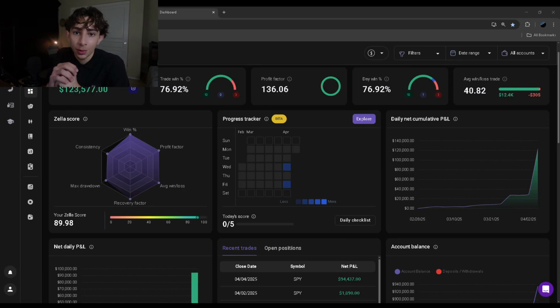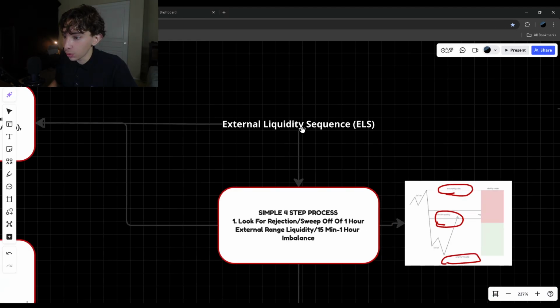All right, ladies and gentlemen, this is a full breakdown of my model, the external liquidity sequence, which has over a 75% win rate, and as you can see right here, has made me over $120,000 in just March and April. In just the past 2 months, it's had over a 75% win rate. So let's actually look at how this model works.